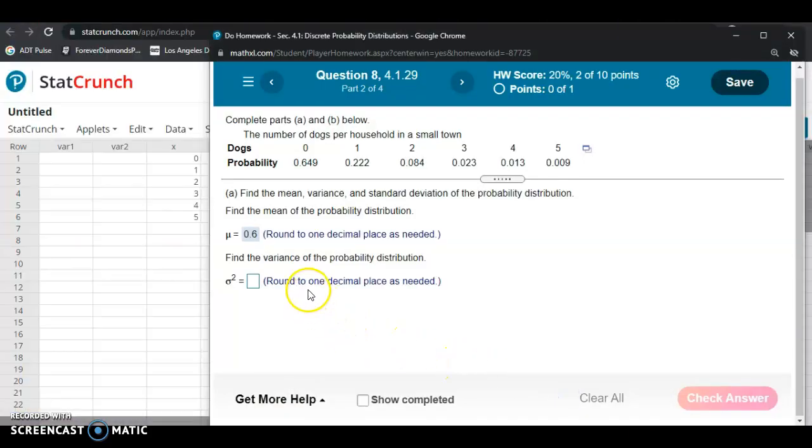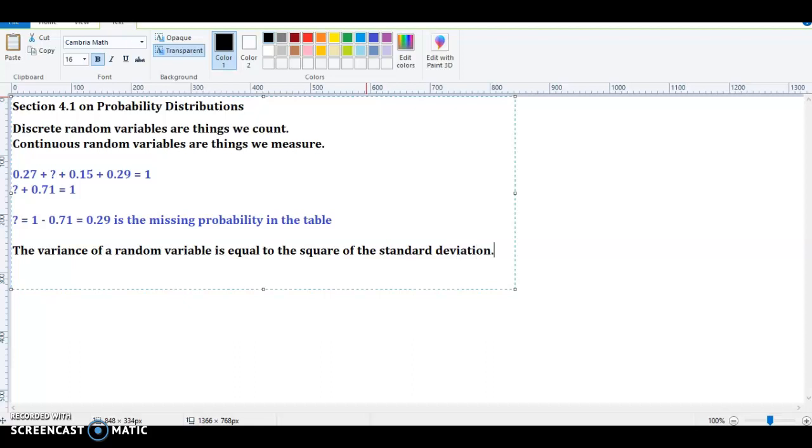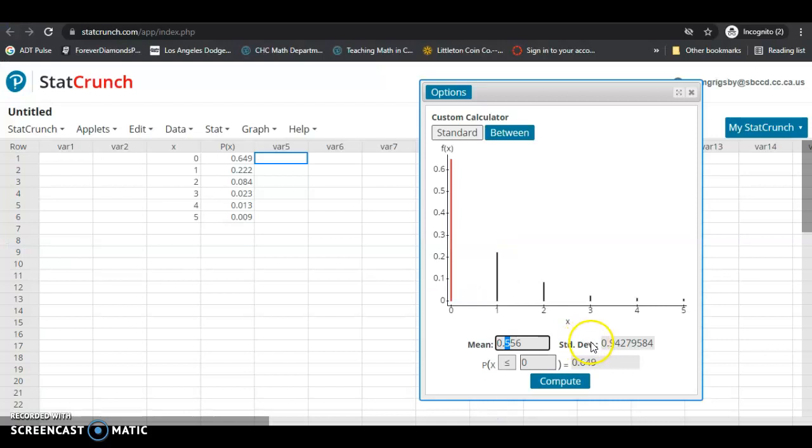Okay, next part says to find the variance. So you have to remember that the variance of a random variable is equal to the square of the standard deviation. That's what you have to remember, because if you look at the calculator, the calculator doesn't give you the variance. It gives you the standard deviation, which is this number here.